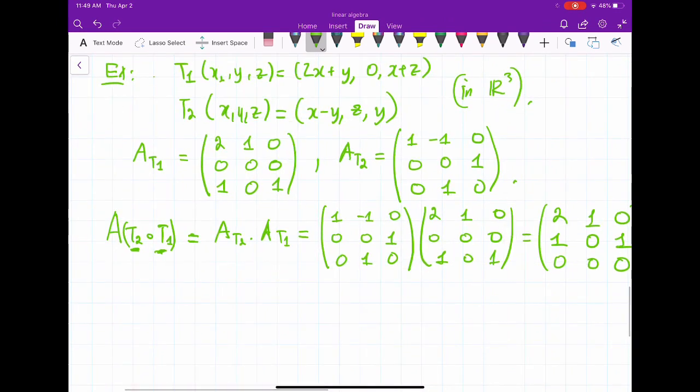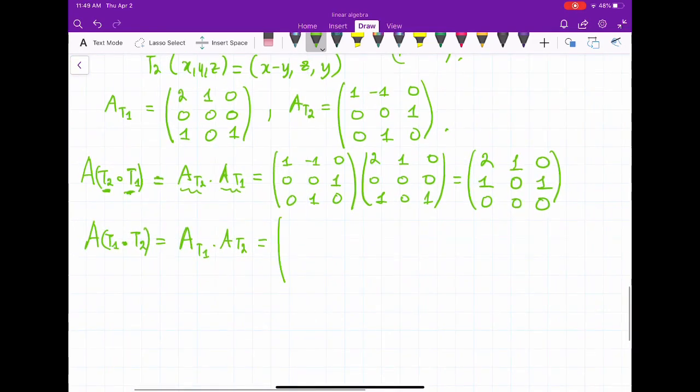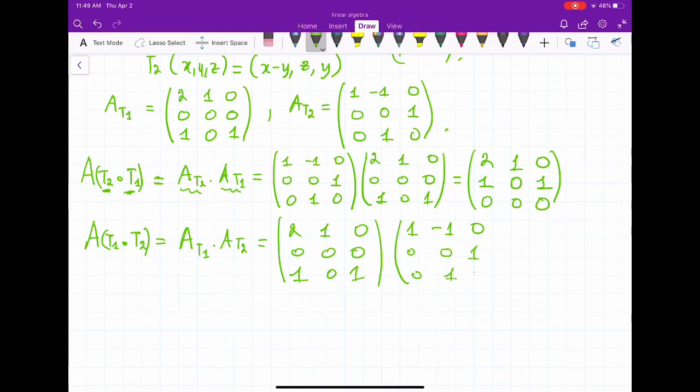All right, now if I want to find the composition of T1 and T2, like T1 after T2, I need to find A. So if I interchange this, I would interchange the A of T1 and T2 in here. So I have A of T1 times A of T2. Make sense? And I have [2, 1, 0; 0, 0, 0; 1, 0, 1] times [1, -1, 0; 0, 0, 1; 0, 1, 0].